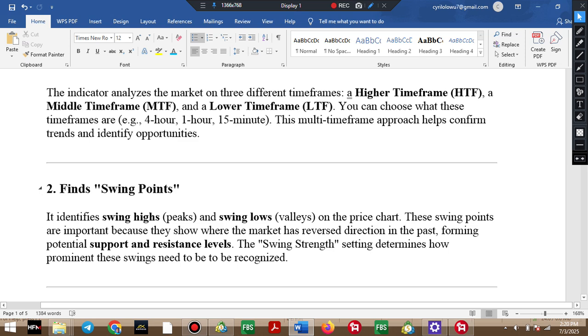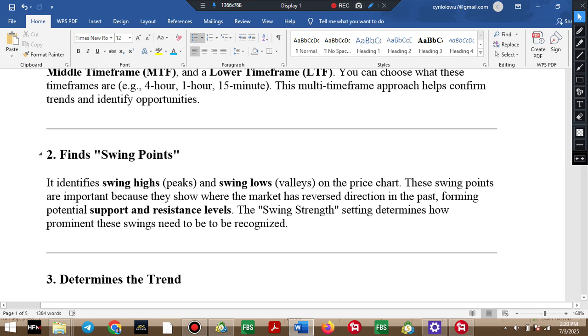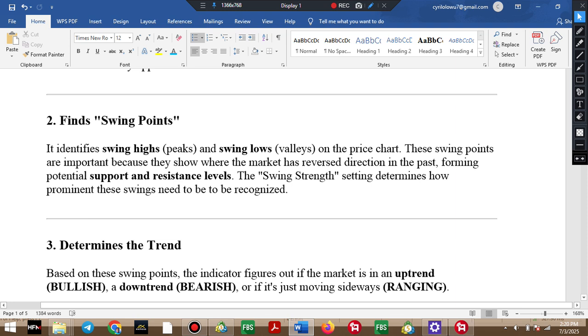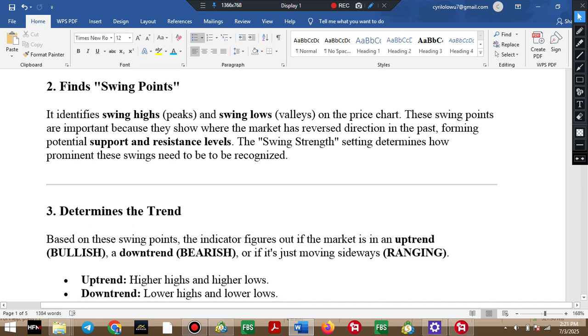So number 2, it identifies swing points. It identifies the highs and the lows on the price chart. These swing points are important because they show where the market has reversed direction in the past, forming potential support and resistance levels. The swing strength setting determines how prominent these swings need to be to be recognized. So it has a setting. If you want to adjust it, it's under the input parameters. You can just change it, but I prefer you leave it the way it is, that means the default settings.